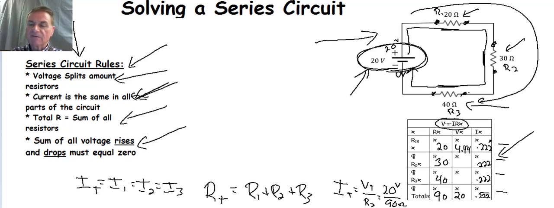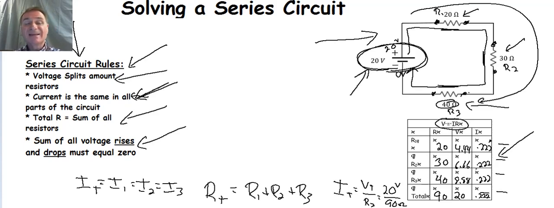Same thing if I multiply 0.222 times 30 ohms, I get 6.66 voltage drop across the 30 ohm resistor. And if I multiply 0.222 times 40, I get 8.88 voltage drop across my 40 ohm resistor there. If I add all of those up, I should get something very close to 20 volts, which is my total voltage.